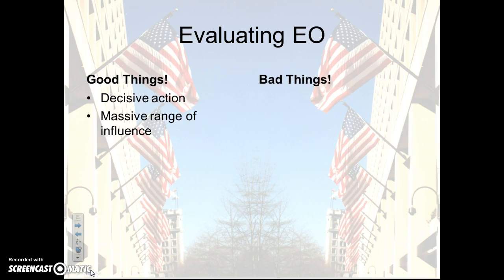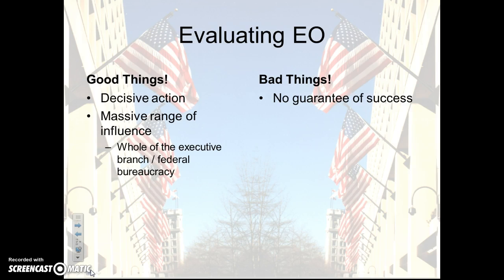Evaluating executive orders, good things. Well, they allow for decisive action. They have a massive range of influences. They apply across the entire executive branch and federal bureaucracy. You remember that's 500 departments, 2.7 million people. But there's no guarantee that they're going to work. There's no guarantee that they're actually going to do the job that the president hopes. And of course, they have a finite range.